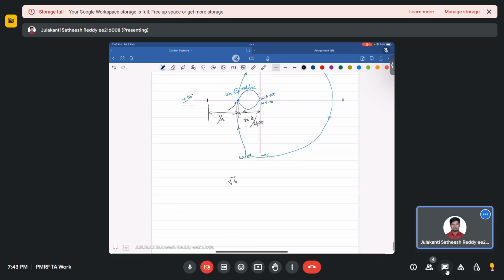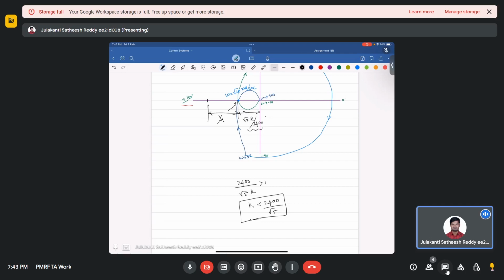So root 5k by 2400, that's 1 by a, so 1 by a means 2400 by root 5k must be greater than 1, right? So this one should be less than 1, so 1 by a will become greater than 1. So k will be what? Root 5 by, sorry, k must be less than 2400 by root 5. So for these values of k, the system is stable.